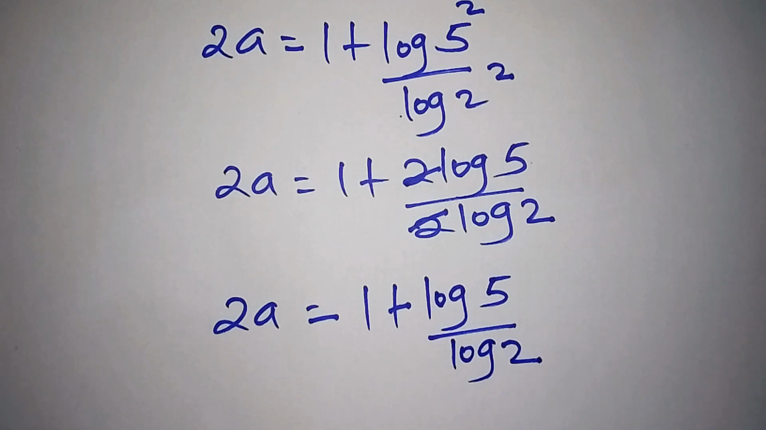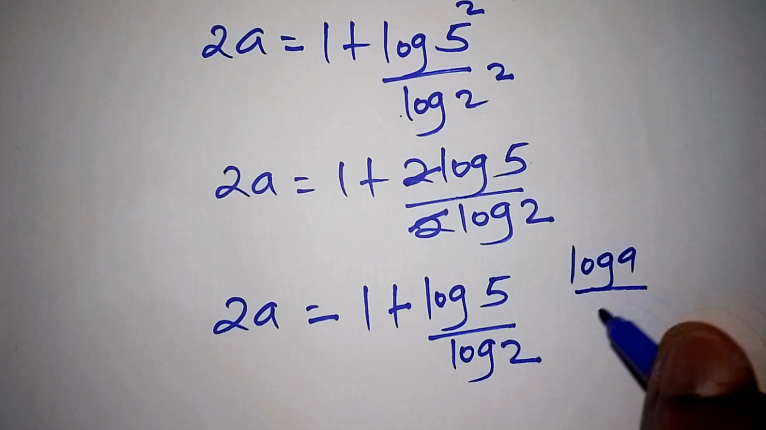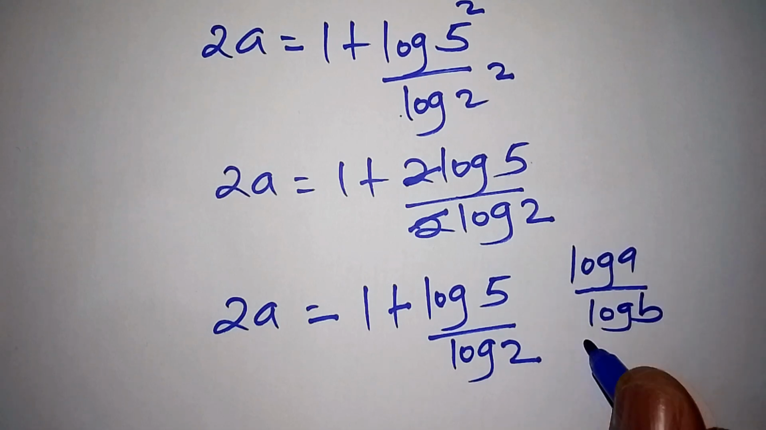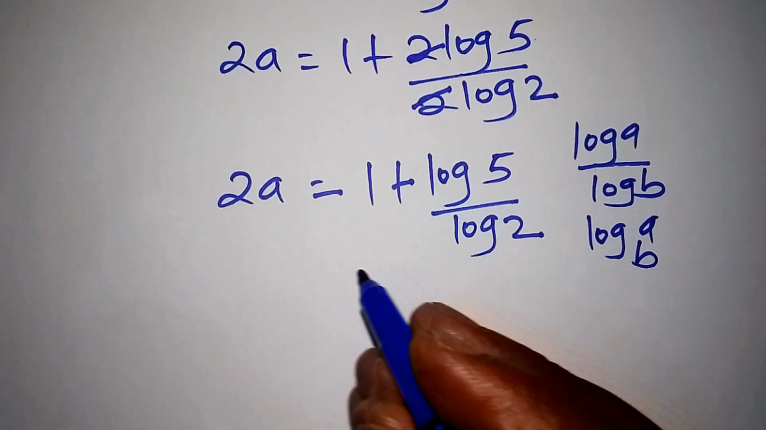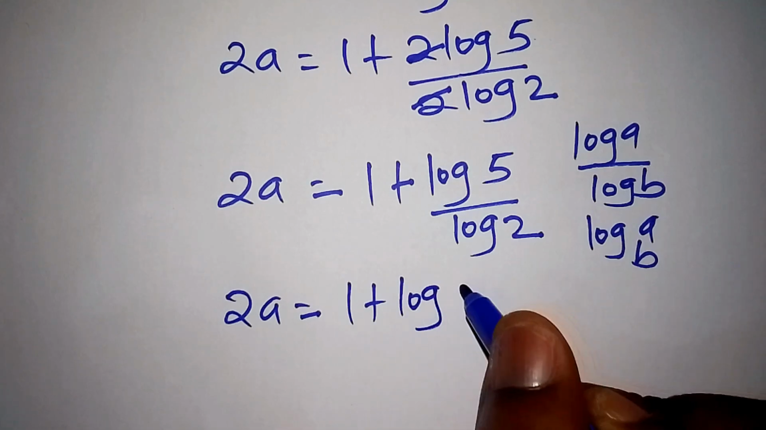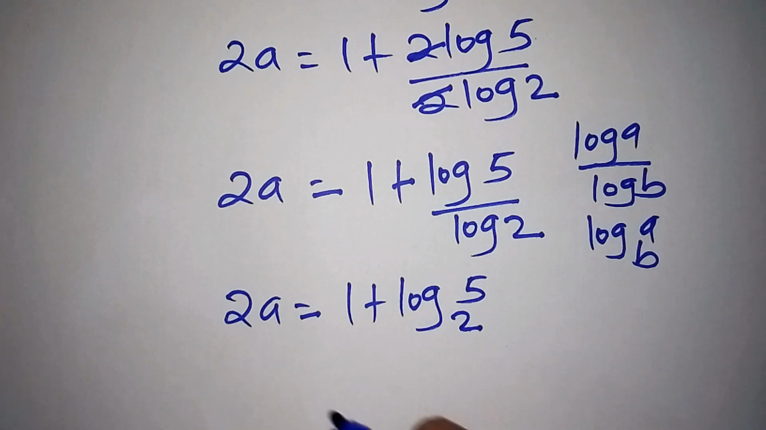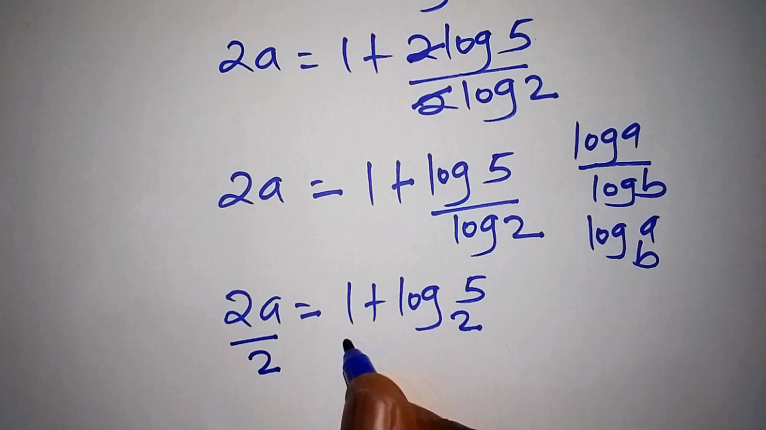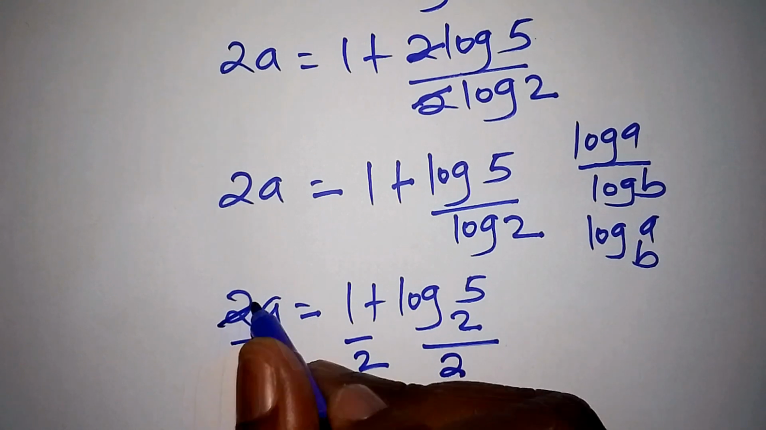For us to work it out correctly, we shall be forced to rewrite this maths problem. So assume we have log a all over the log of b. This can also be written as the log of a to the base of b. So we shall now say that our 2a is equal to 1 plus the log of 5 to the base of 2. Since we are finding the value of a, we need to divide both sides by 2. So 2 by 2 shall cancel.